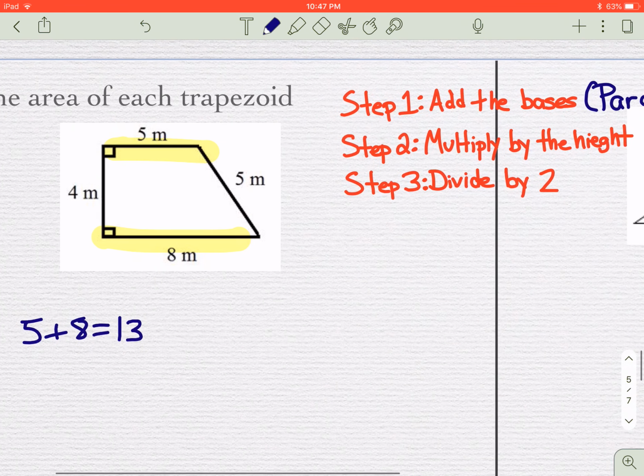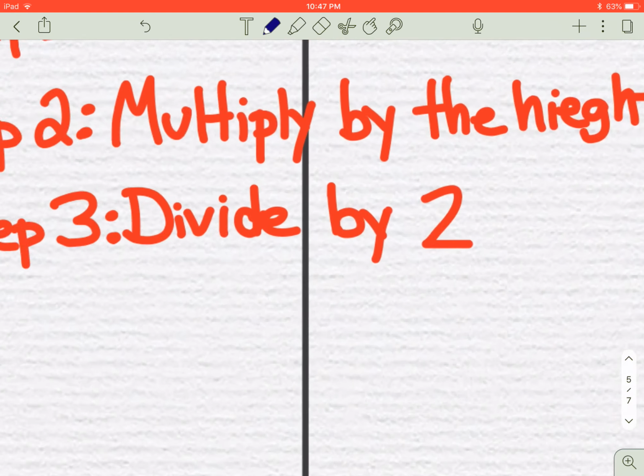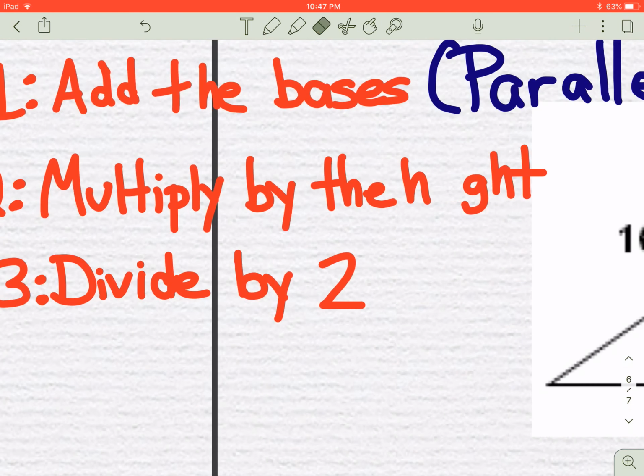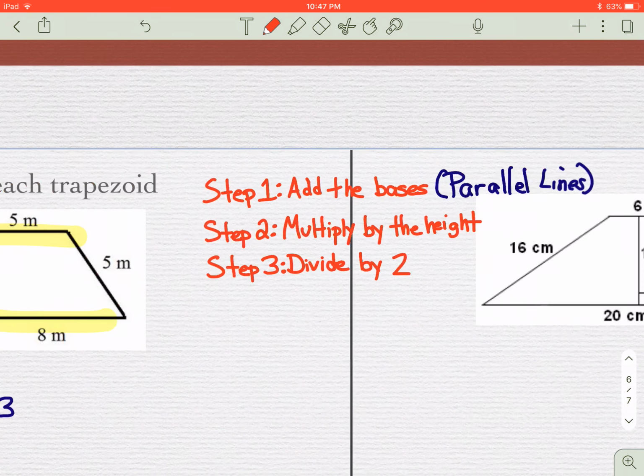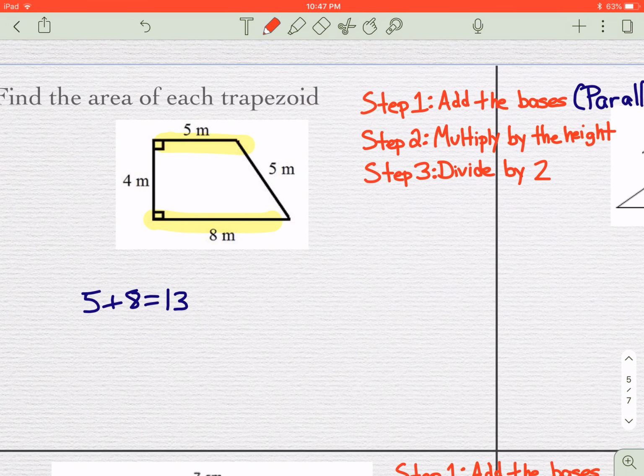Step 2 says multiply by the height. And I misspelled height on every single one of these. I apologize, guys. And it's going to be wrong down at the bottom too, and we'll fix that when we get there. Multiply by the height. So the height of this is the straight up and down line, which is 4.